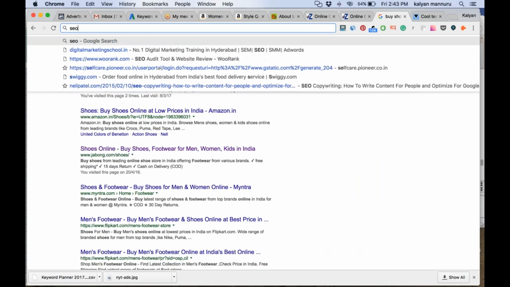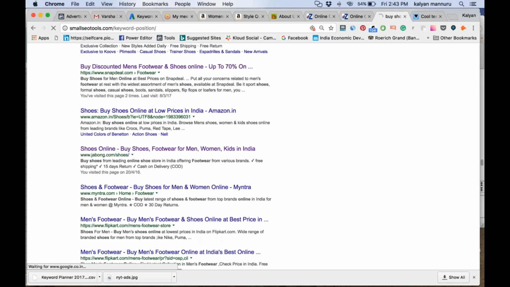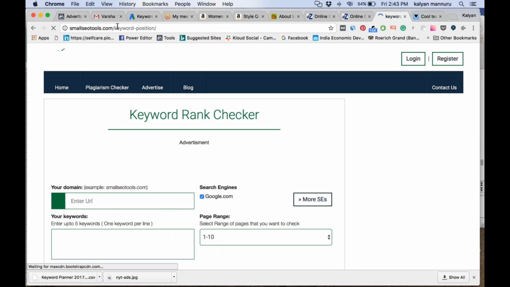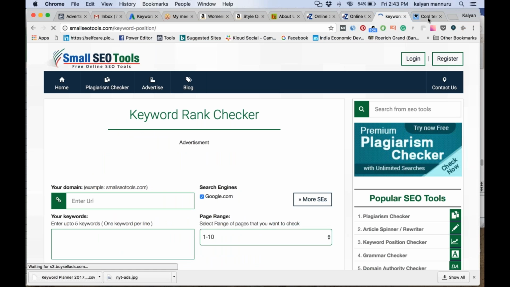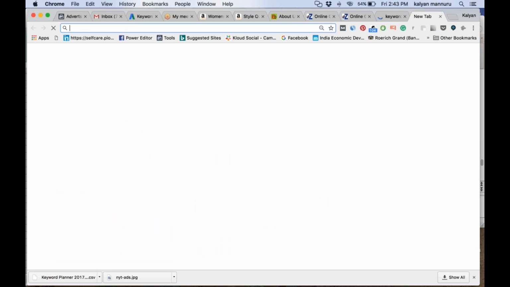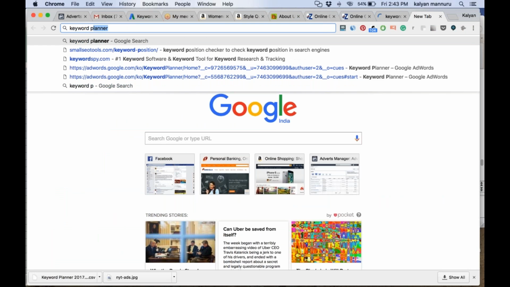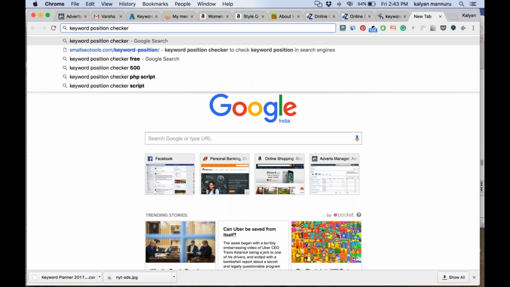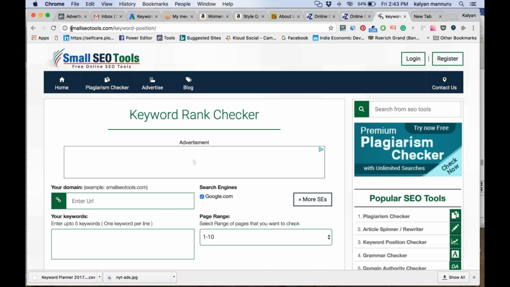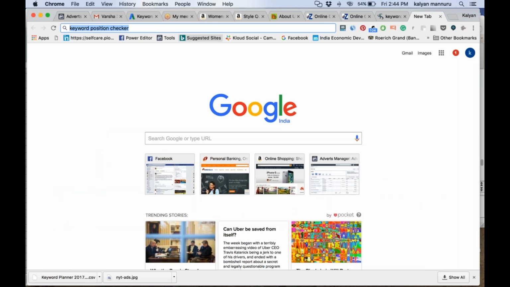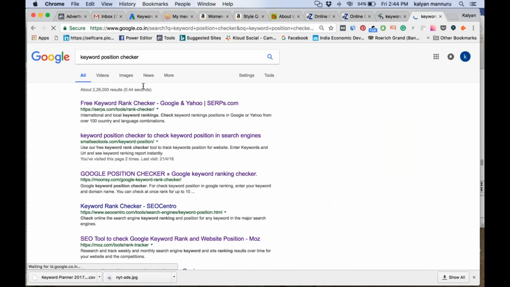So I'm going to use a tool called smallseotools.com/keyword position to check keyword positions. Or on Google, I can just search for keyword position checker. Keyword position checker is the keyword to find more tools just like this, to find more tools that we have, just like what you see here. Correct, keyword position checker, I'm searching.